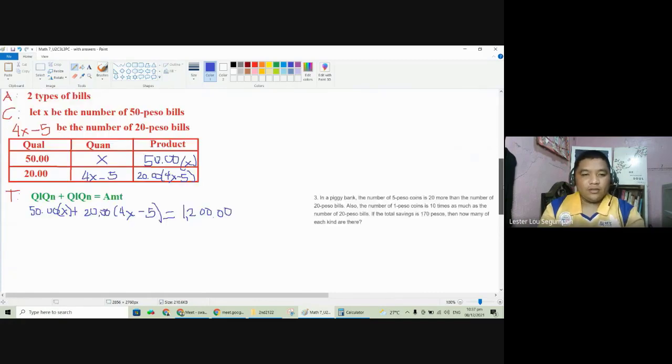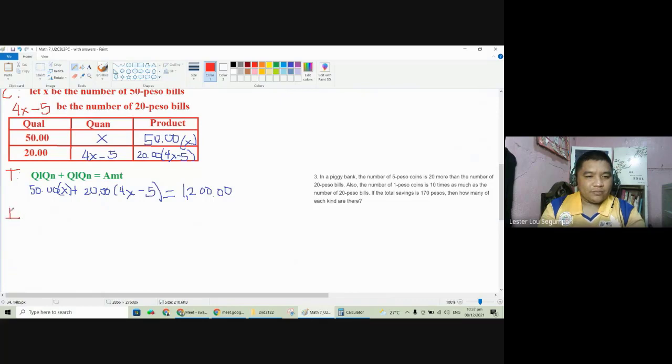That's your translation. Let's proceed to our implementation. We are going to multiply. So you have here 50x and distribute. We may copy this still here so that I could scribble down notations. You have 50x plus, you're going to distribute that 20 times 4, so you will have 80x. 20 times negative 5, you will have negative 100, and we have here 1,2.